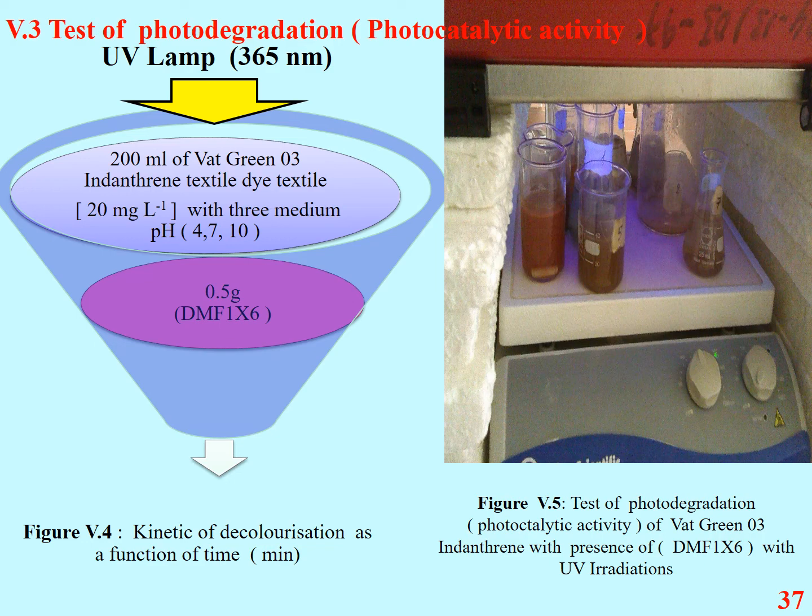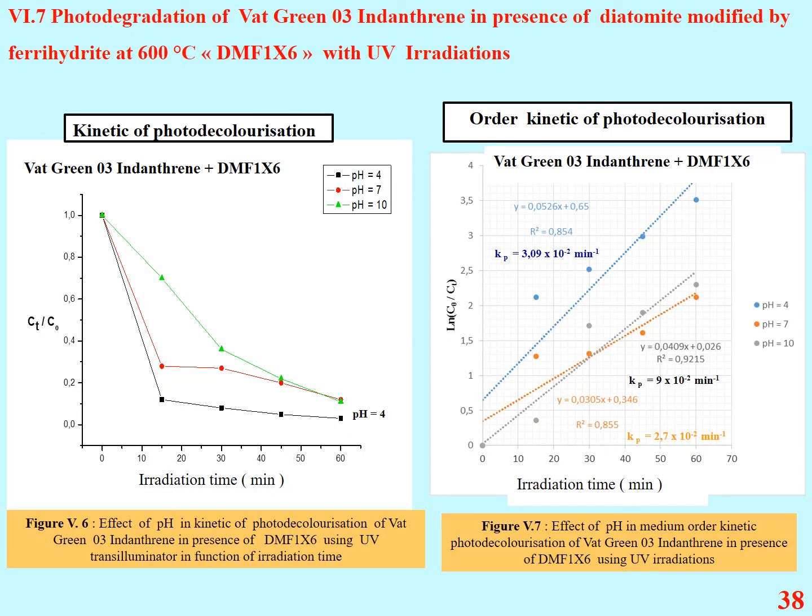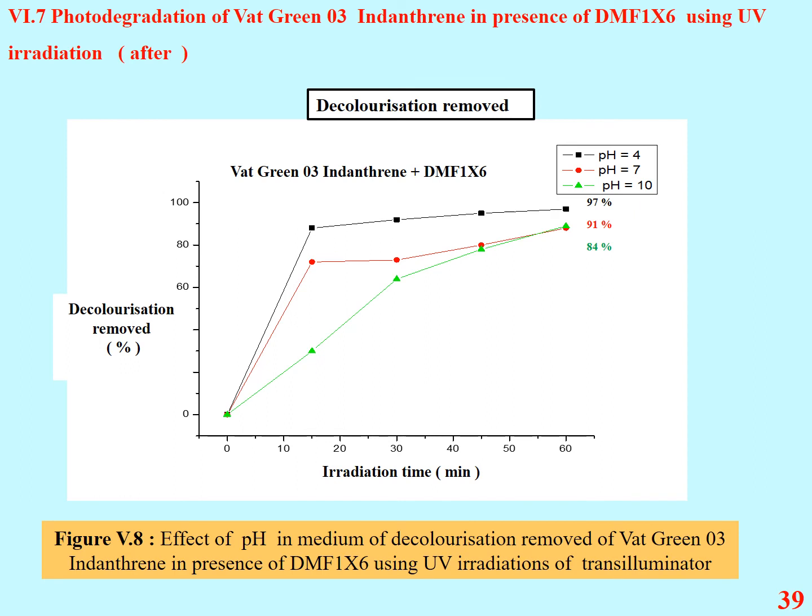365 nanometer. We take 200 milliliter of Photogreen 03 textile dye with a concentration of 20 milligram per liter in three media of pH 4, 7, and 10, and we take 0.5 gram of diatomite modified by ferrihydrite with calcination at 600 degrees. The photodegradation of Photogreen 03 Indotron in the presence of diatomite modified by ferrihydrite with calcination at 600 degrees under UV irradiation: we studied the kinetics and the order of kinetics of photodecolorization, with the best decolorization result at pH equal 4.